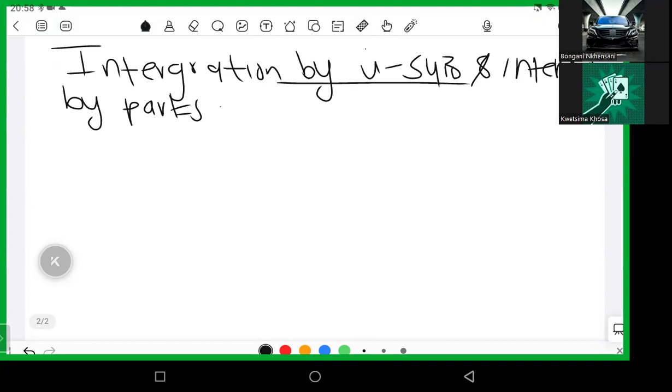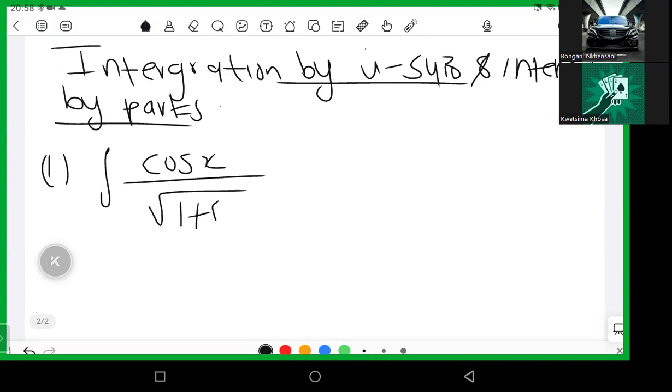So I'm going to start with u-substitution because this one is the easiest. It is the first method of integration. Let's say you're given this example: the integral of cosine x over the root of 1 plus sine x dx.